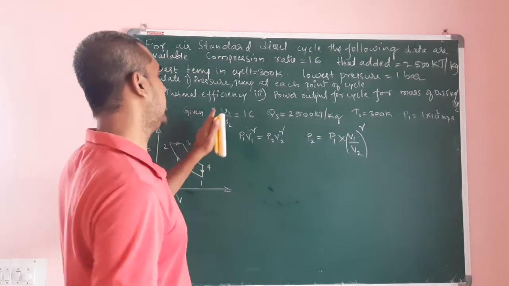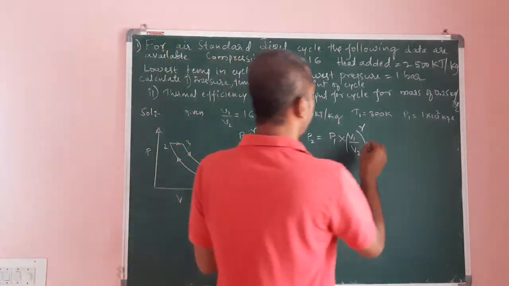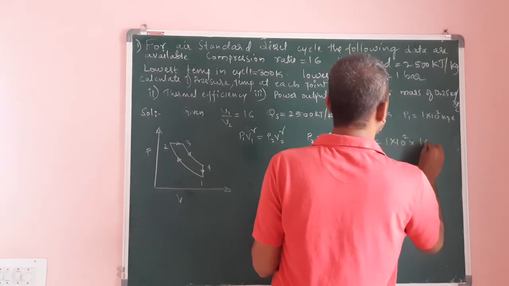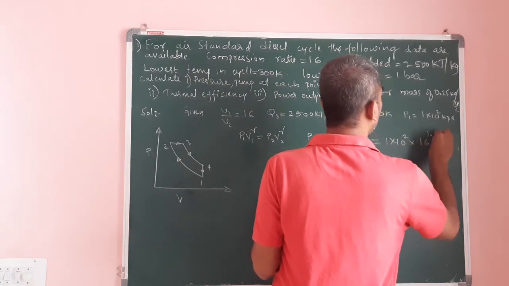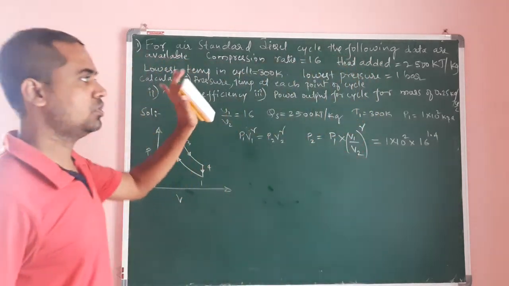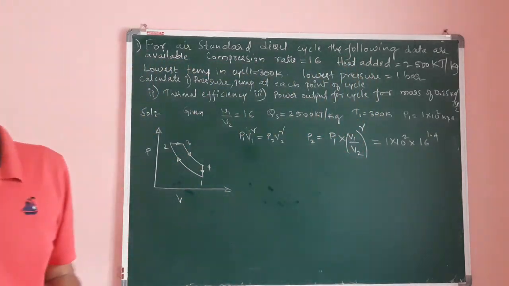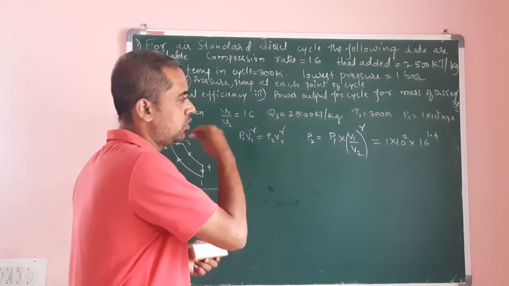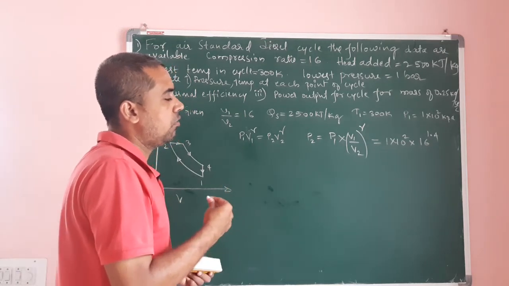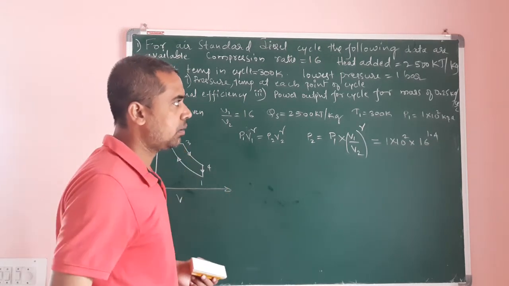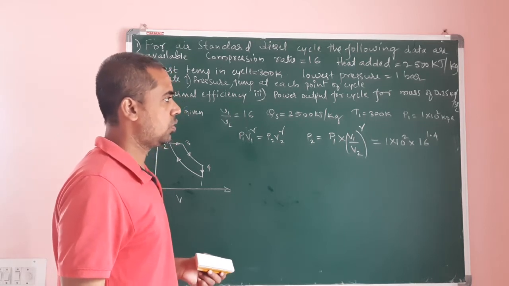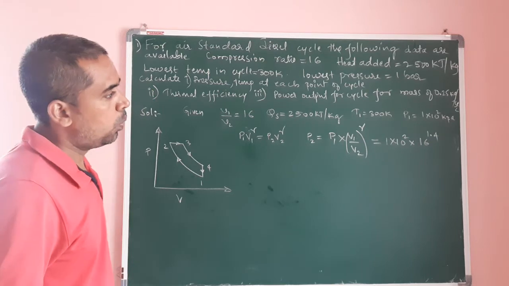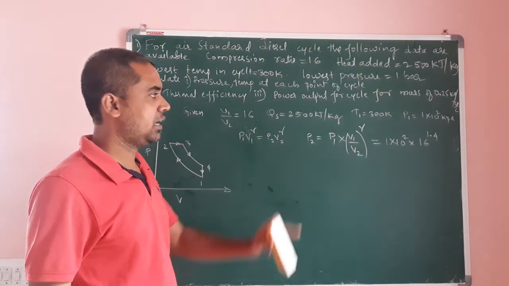What is this V1 by V2? V1 by V2 is 16. Therefore, P2 is equal to 1 into 10 raised to 2 into 16 raised to gamma, with gamma equal to 1.4 for air. If they give a certain value of gamma in some problem, you have to take that. They don't give any value of gamma for diatomic gases. Gamma is equal to 1.4 for diatomic gases, and for air you can assume 1.4.